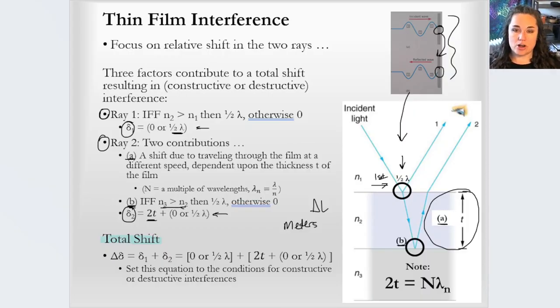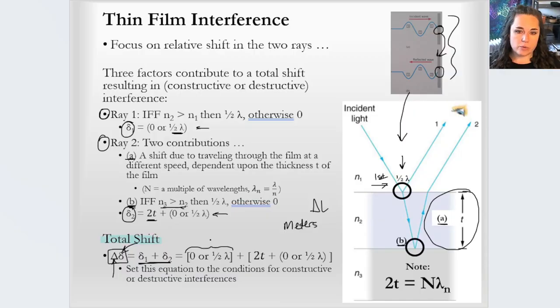So what we call this in the physics world is a delta-delta. It's one of the few places that I see a delta-delta. We're used to the delta representing a change, and we're also used to a delta being a difference. So we're looking at the difference of the difference. There's a phase difference for ray 1, and a phase difference for ray 2. We're going to add those together.